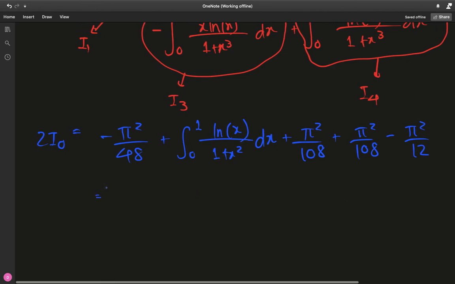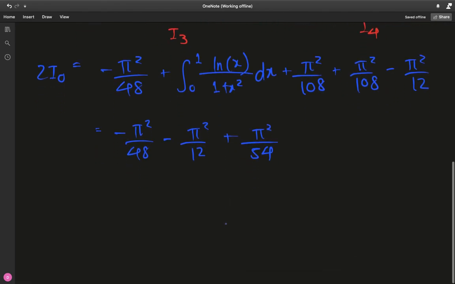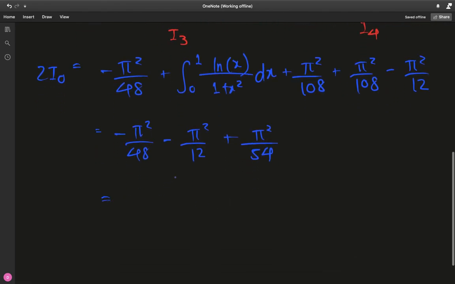So that is actually significantly reducing the complexity of our question, because now all we are left with is this negative pi squared over 48 minus pi squared over 12 plus pi squared over 54, which roughly evaluates to negative 37 pi squared over 432. That's 2 times I naught, but we still have to add this unevaluated integral.